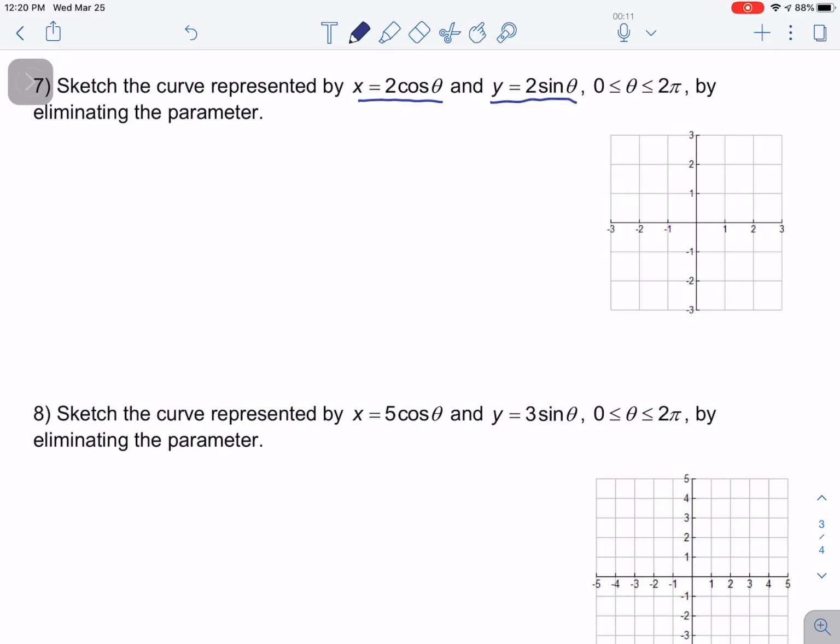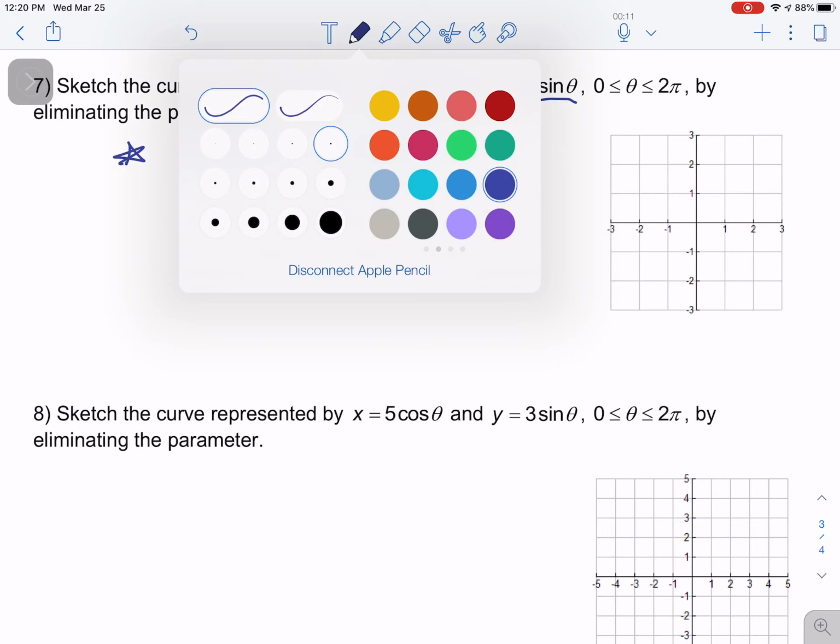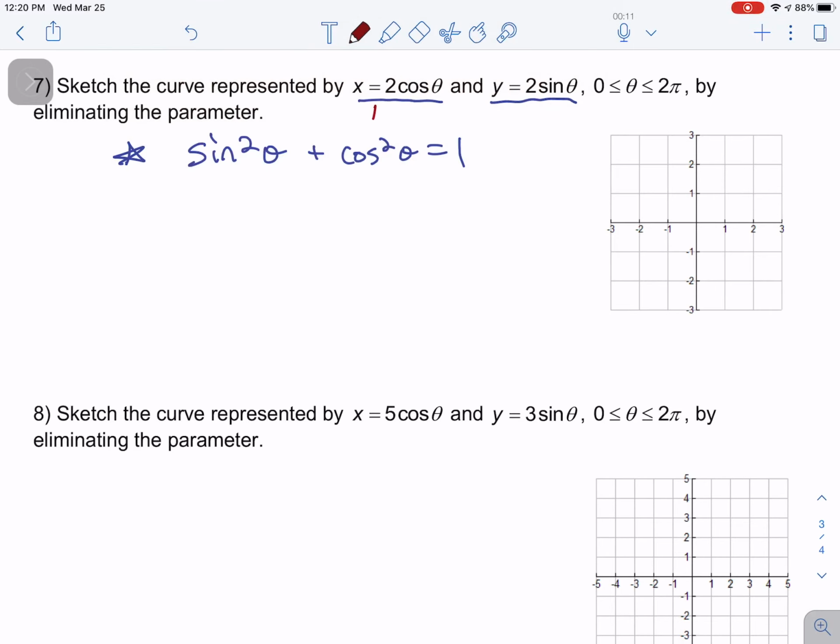So this is really the only equation I know, and it's my favorite equation: sine squared theta plus cosine squared theta equals 1. I know this is true, so I'm going to use this for all of these problems moving forward because it has a cosine and a sine. So what I really need to do is solve for cosine and sine.